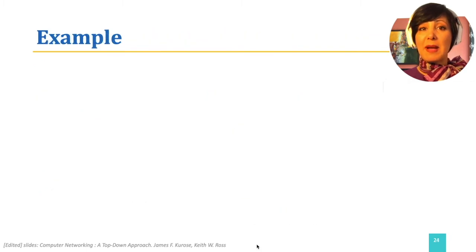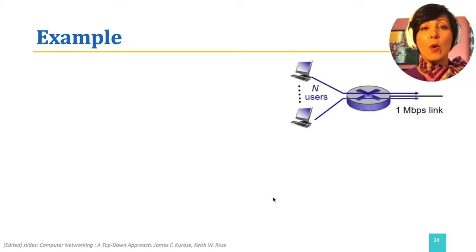Remember we said that packet switching allows more users to use the network? We want to see why and how, through an example. Imagine we have n users, each connected to the first router using a 1 megabit per second link. They're all connected through this router to the rest of the network using a 1 megabit per second link.